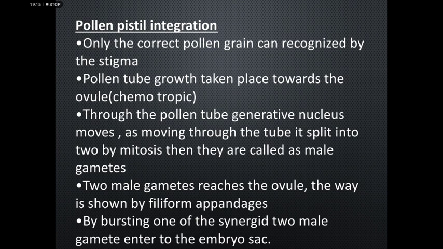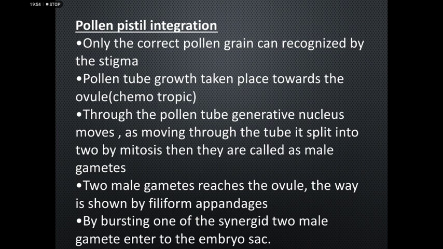The filiform appendages are present at the micropylar end. They are connected with the synergid. It is a thread-like structure that helps show the way. That means this filiform apparatus shows the way towards the ovule opening, that is, the micropyle. By bursting one of the synergids, two male gametes enter the embryo sac.